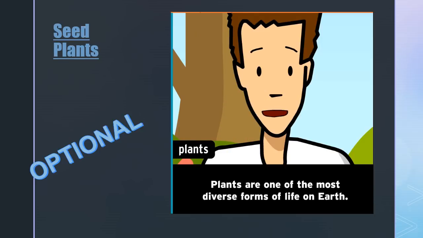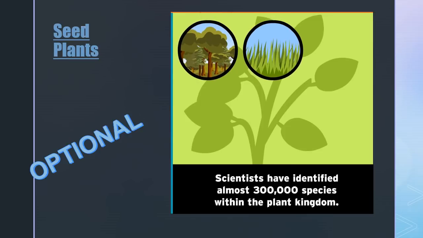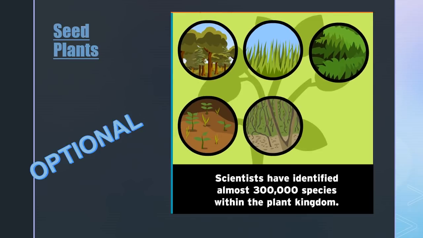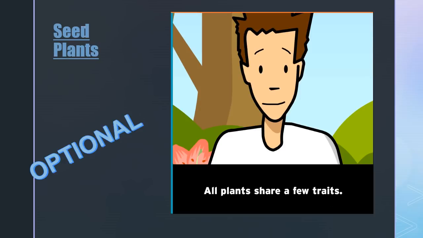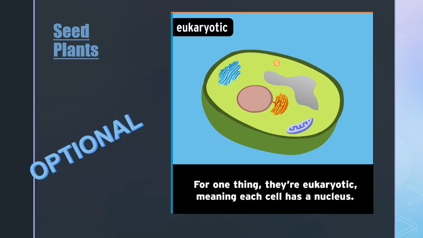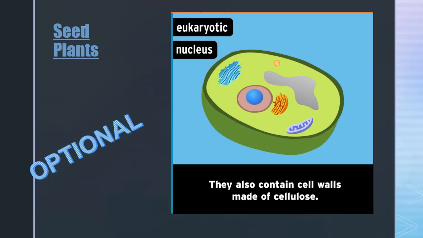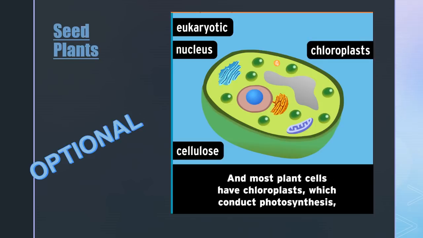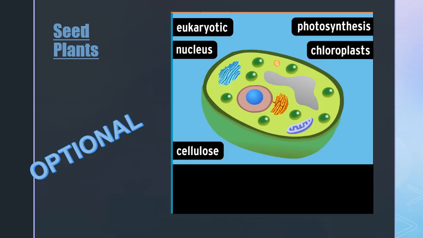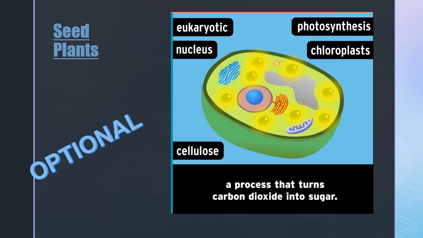Plants are one of the most diverse forms of life on Earth. Scientists have identified almost 300,000 species within the plant kingdom. All plants share a few traits. For one thing, they're eukaryotic, meaning each cell has a nucleus. They also contain cell walls made of cellulose. And most plant cells have chloroplasts, which conduct photosynthesis, a process that turns carbon dioxide into sugar.